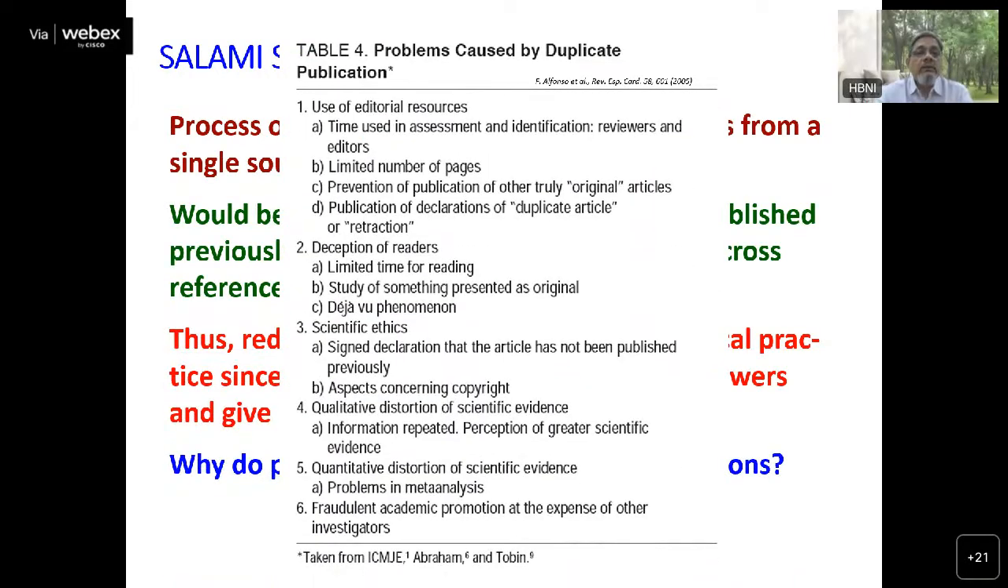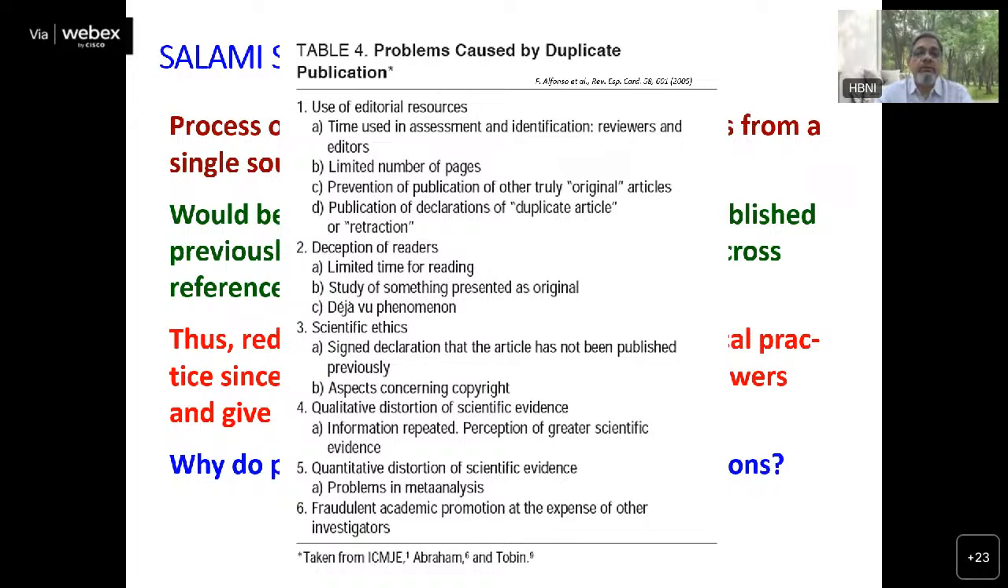Okay. So again, what happens basically because of these duplicate publications? You're using up the editorial resources. See, the time required in receiving a manuscript by the editor, then assessing whether it is reviewable or not, then sending it to the reviewers, and then getting it reviewed. Then also, see, all journals have a certain limitation on the number of pages. And if this kind of manuscript gets published, you are basically using up the number of pages which could have been otherwise used by a more useful publication.